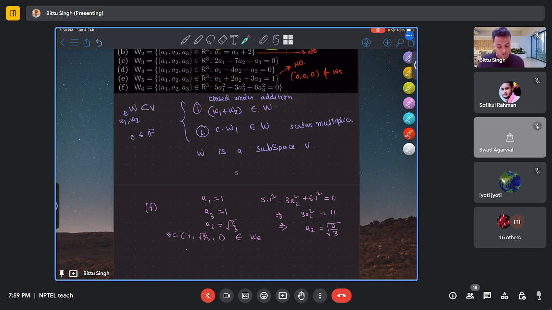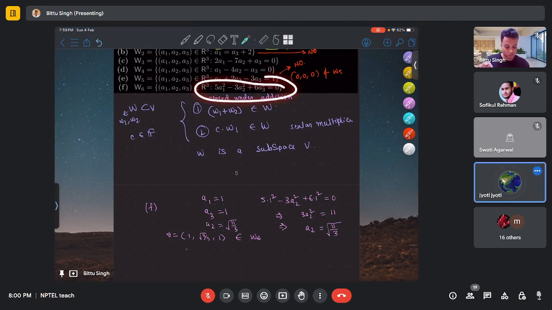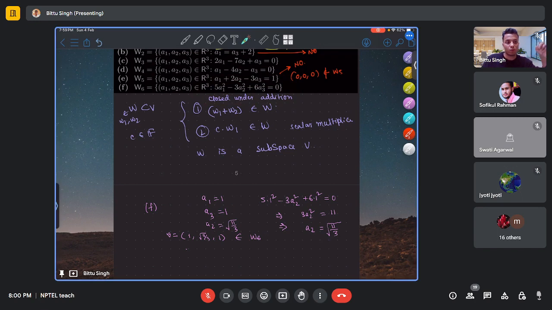W6 with the operation addition is not closed. Why? Because we need to cancel those product terms a1a2, a1a3, etc., but this does not guarantee it, because you need to prove that it is not working. That is, you have to give an example which shows that it will not work.